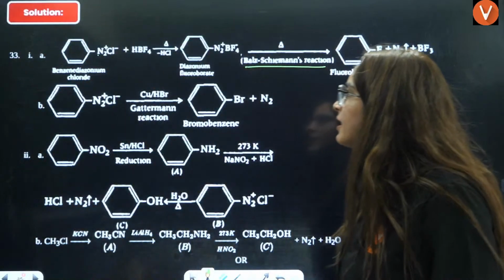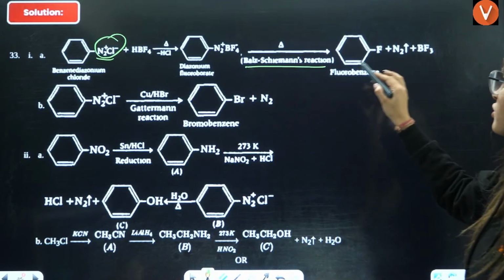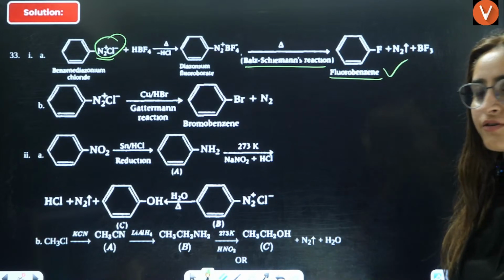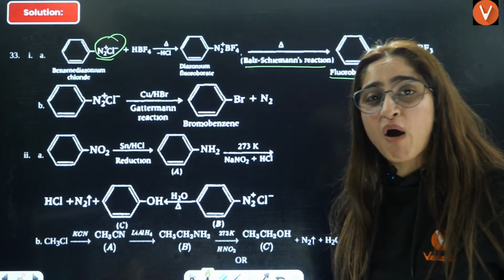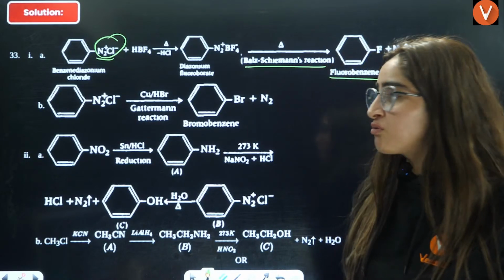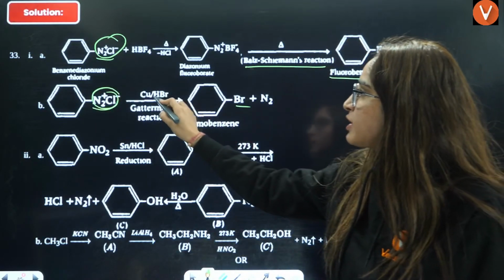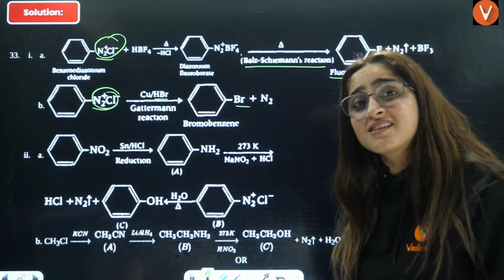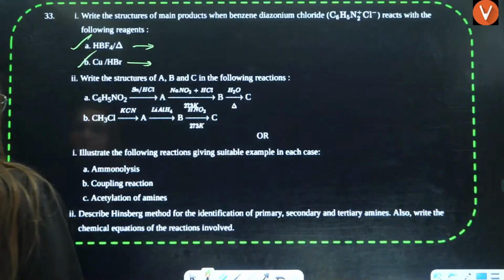After this Balz-Schiemann reaction, think of fashion. Fashion means F. Right? So this N2Cl will be eliminated and you will have the formation of fluorobenzene, that is the Balz-Schiemann reaction. With copper powder, whenever there is Gattermann, there is powder. So what will happen? This will be replaced by Br because you have added HBr. If you add HCl, this will be replaced by Cl. Okay?